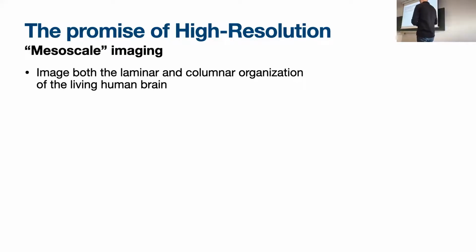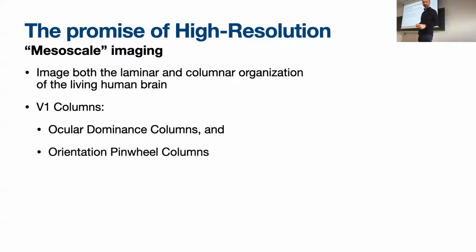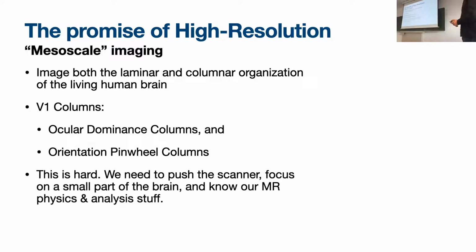So I talked about the laminae. It turns out that if you look at the cortex, you also have another type of organization that is called columnar organization. So in V1, this first visual region, you have what we call ocular dominance columns. We also have orientation columns. And we can try to start to image these. And imaging these is really hard. We really have to push the scanner, and we can only scan a really very tiny part of the brain. And we really have to work together with the MR physics people that know their stuff to be able to push everything in this direction.